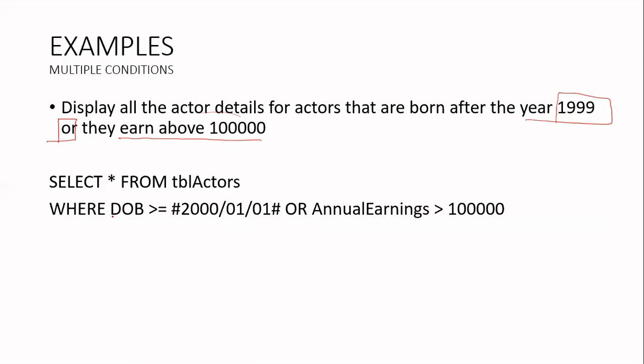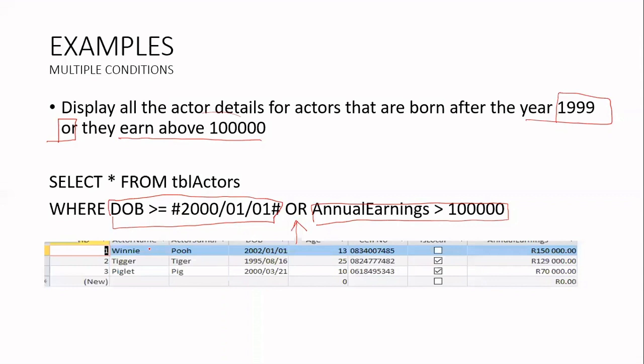And you will see the date of birth, as we did in the previous example. The date of birth is greater than 2000/01/01. We enclose it between a hash. We're not using a like, as we did in the previous example. This is a date that we are comparing. You enclose it with a hash. And we want the annual earnings greater than 100,000. And we want one of the two, therefore we use the or operator. And that returns 3 records, Winnie, Tigger, and Piglet.